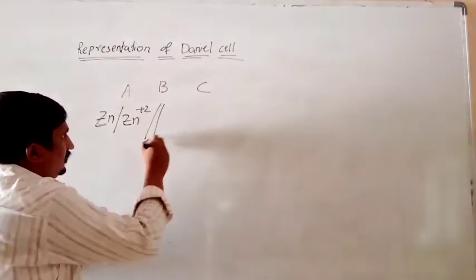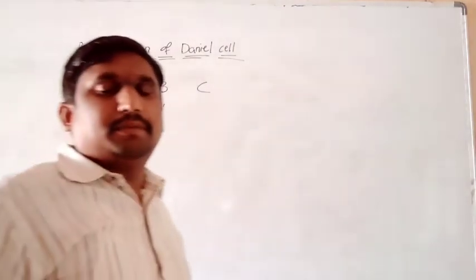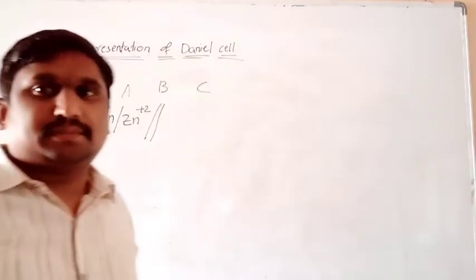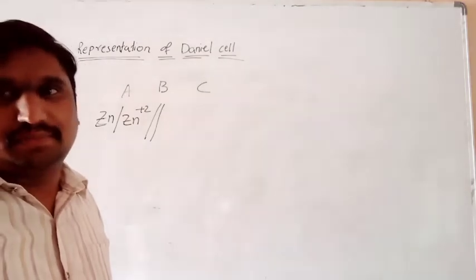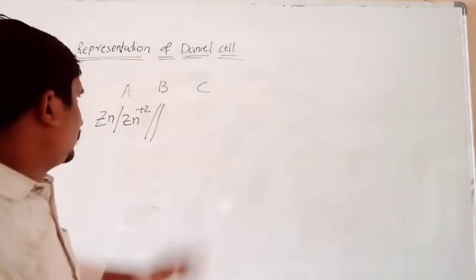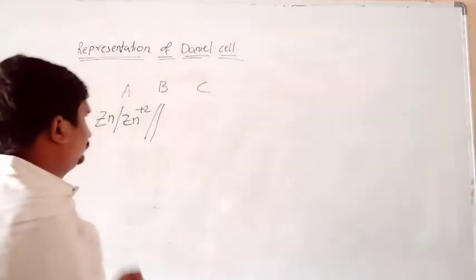Bridge. Bridge is represented by a double vertical line. Next, C refers to cathode.